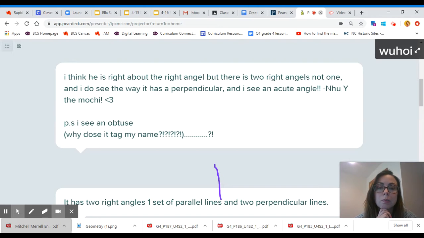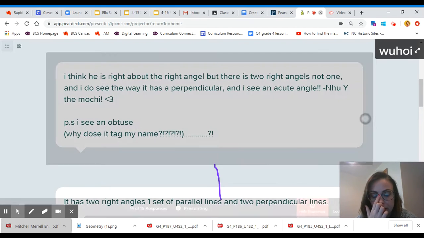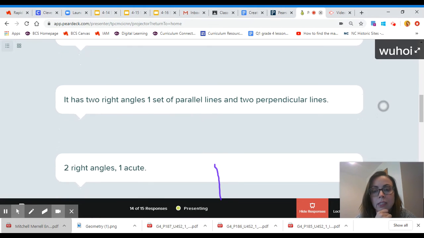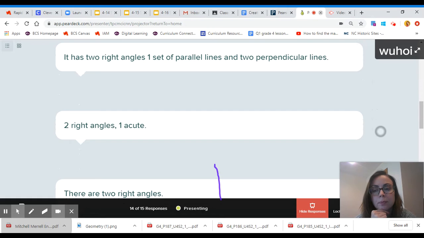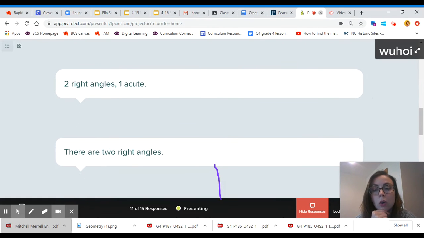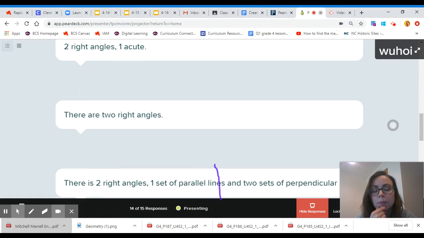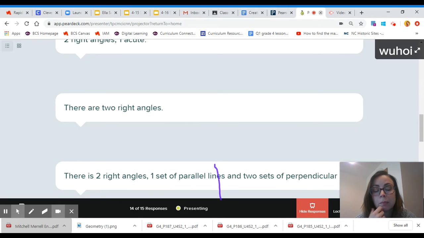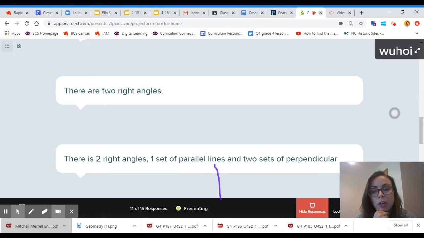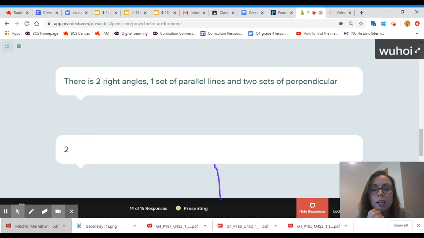I think he is right about the right angle, but there's two right angles, not one. I do see the way it has perpendicular, and I see an acute angle. So I like how Nui said, I do see the way it has perpendicular, but she wasn't necessarily addressing if it had one or two, but she realized I at least see one. It has two right angles, one set of parallel lines, and two perpendicular. Oh, they're noticing that there was an acute angle. Of course, that wasn't part of the question, but they're noticing and wondering, so that's great. Really proud of that. Good job.